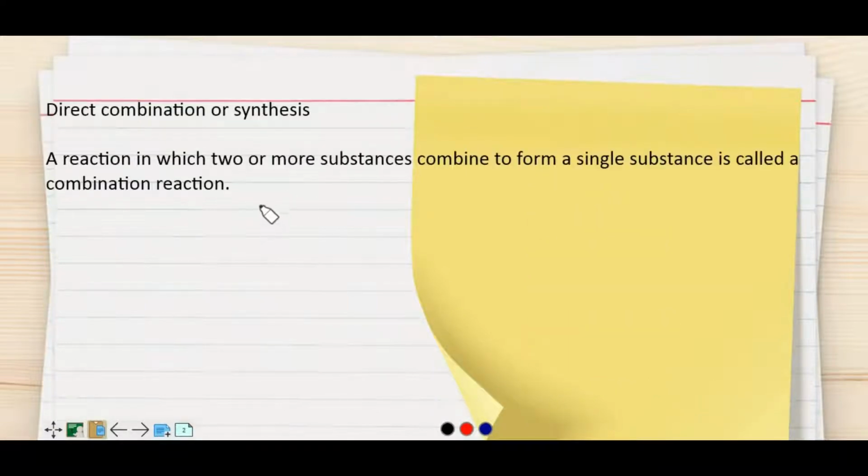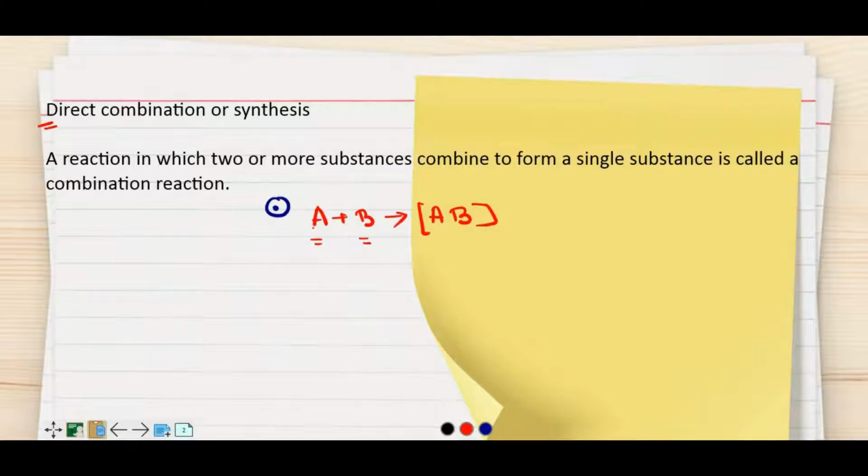The first type of reaction is known as direct combination or synthesis. Basically, in this type of reaction, two different substances or elements react chemically and form a single substance as a product. So imagine we have A and B, two different substances or elements, and they join chemically and form AB. This is the generalized formula.